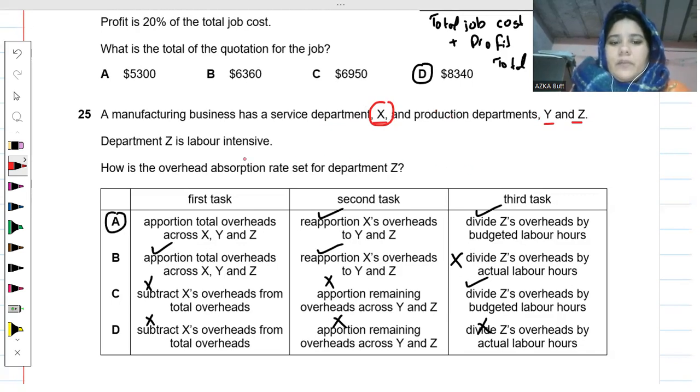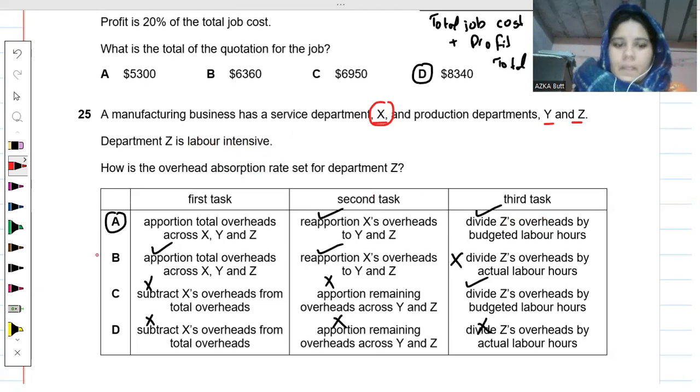Because we want to find the overhead absorption rate only for department Z, we have to divide Z's overheads by the budgeted labor hours. Why? Because in this question, the examiner says that department Z is labor intensive. If the examiner had said that department Z is capital intensive, we would have to divide the overheads of department Z by the machine hours.